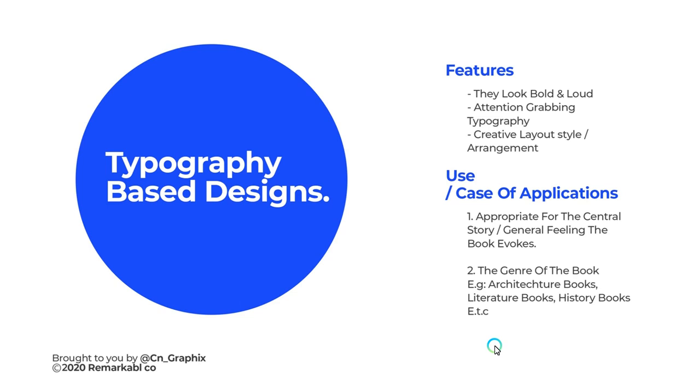And the second one would be the genre of the book, right? A very good example are architecture books. They have a lot of books that are illustrated with typography, right? Or graphic design books, or literature books, or history books, and so on. So there are a lot of them, right? A third option might be based on your client's request, or the author's request. So we go to the next one.